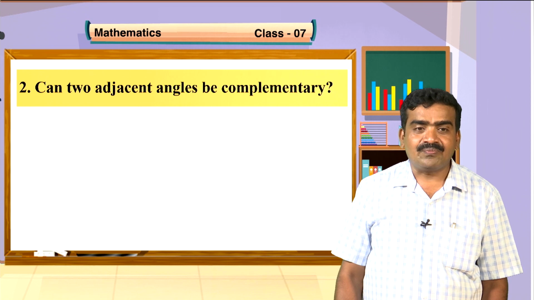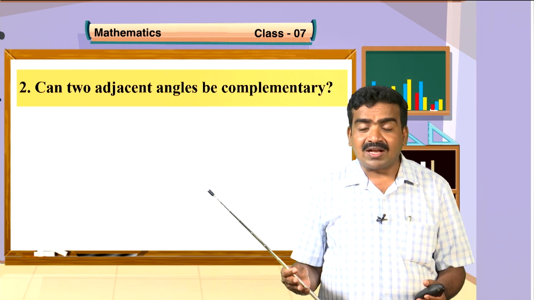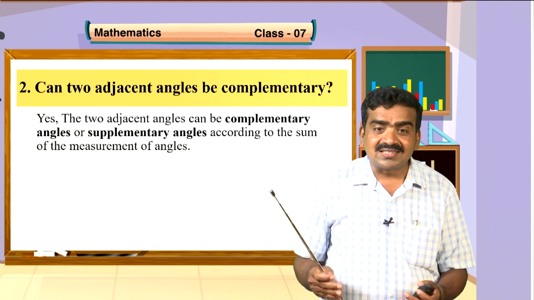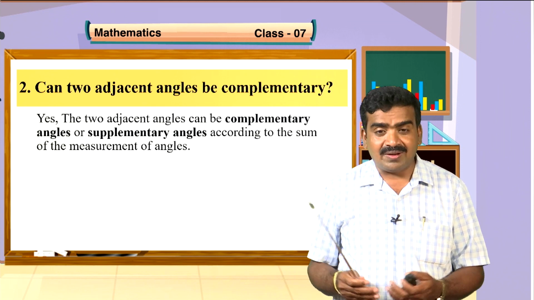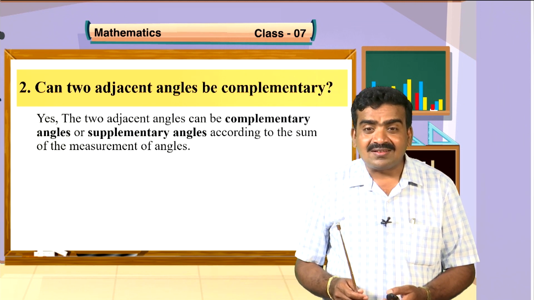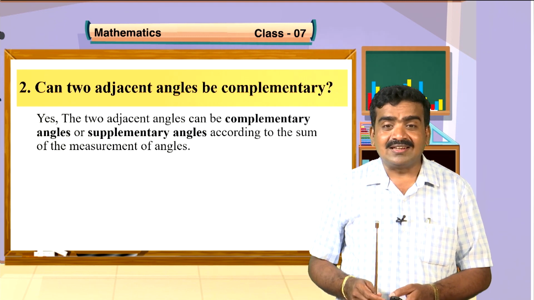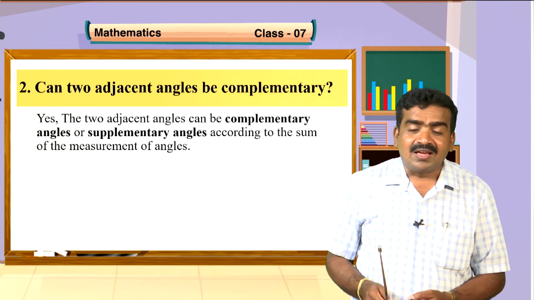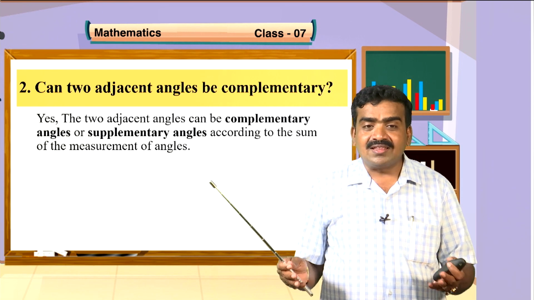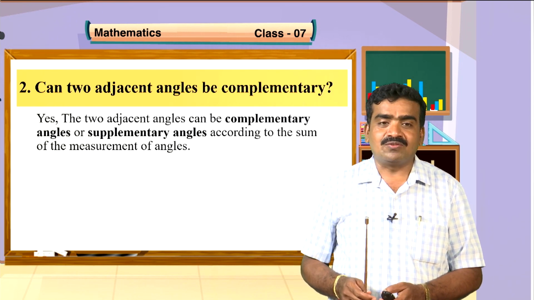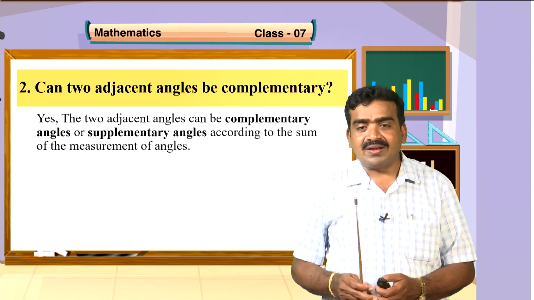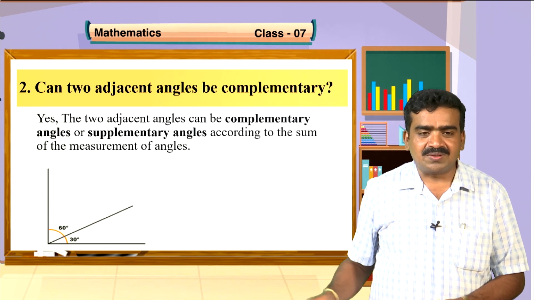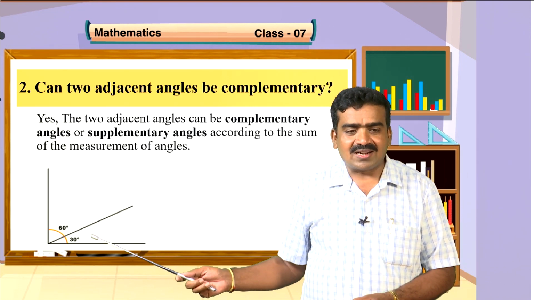Now, come to the second question. Can 2 adjacent angles be complementary? Let us test this. Yes, 2 adjacent angles can be supplementary or complementary. It is based on the sum of the measures of the angles. If they give 90 degrees, then they become complementary angles. If the sum gives us 180 degrees, then they become supplementary angles. Therefore, adjacent angles may be complementary or supplementary based on their sum. See, look at the picture over here. So, these 2 are examples for adjacent angles.